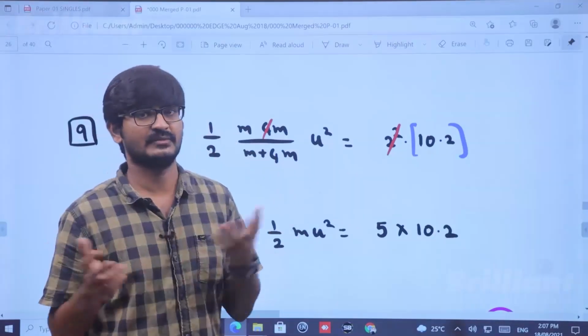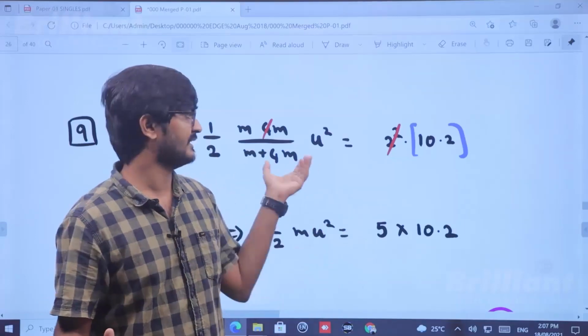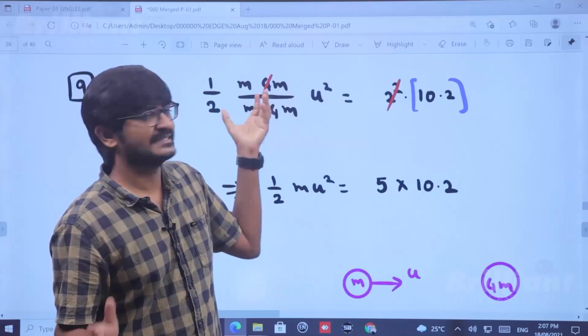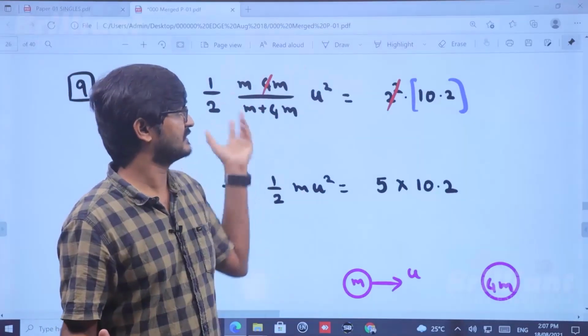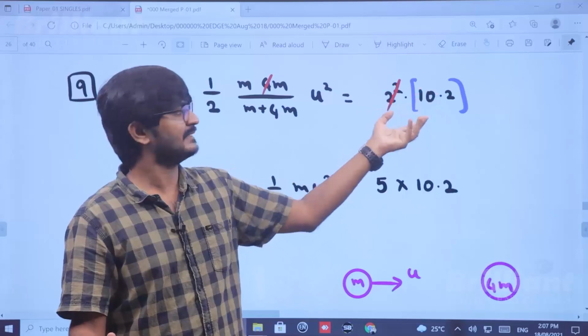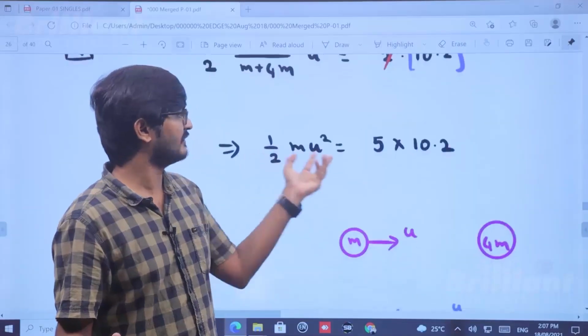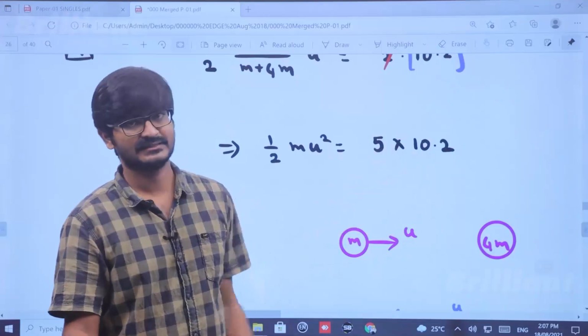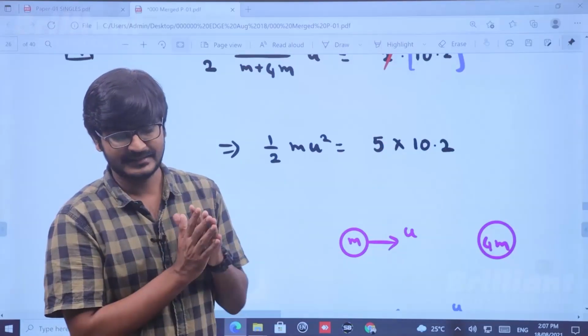Inelastic collision, half m1 m2 by m1 plus m2 into u square, right? Perfectly inelastic collision. Now, the mechanical energy which can be lost, the maximum which can be lost, is this much, and that must be equal to the minimum excitation energy. From here you will be getting half mu square equal to 5 times 10.2. I could have calculated it, but I just left it there. So that's the part till inelastic.